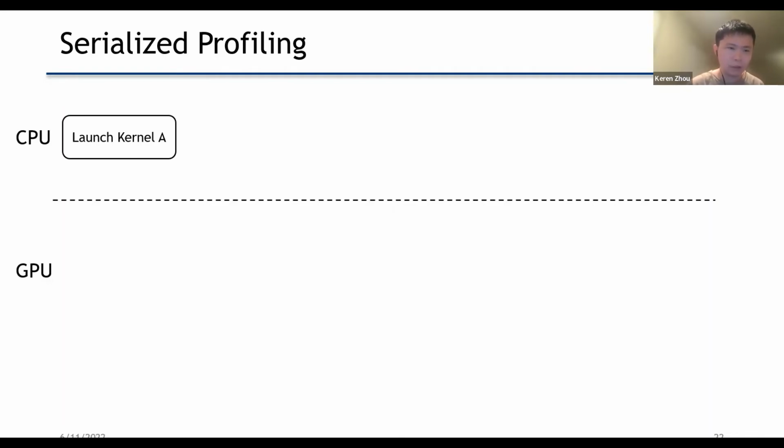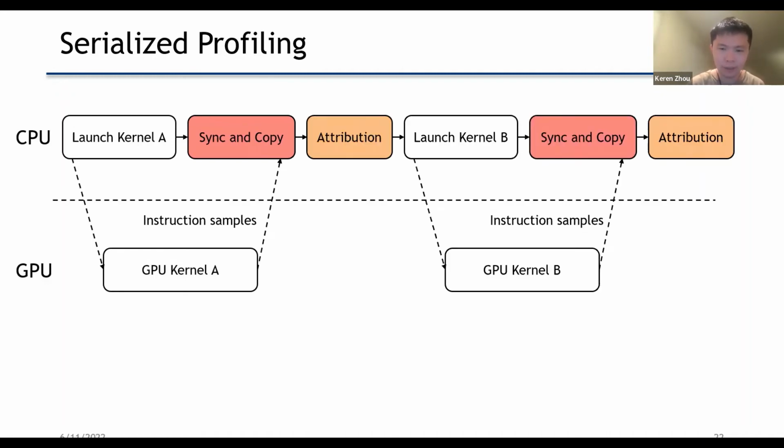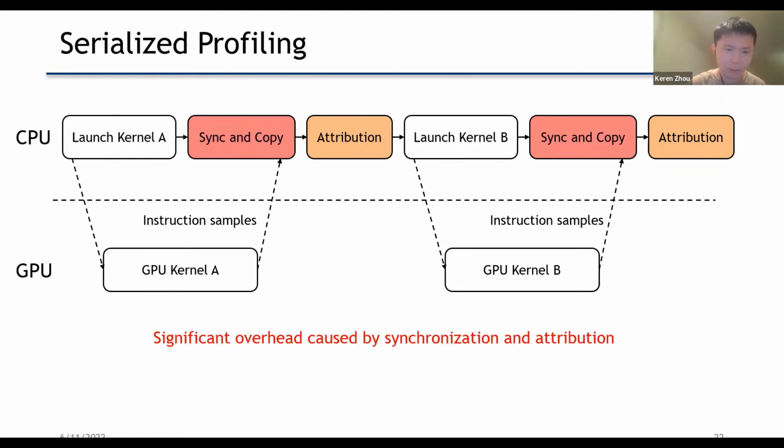For example, in the timeline, we first launch a GPU kernel A. Next, after this GPU kernel is done, we can synchronize the CPU and the GPU and copy instruction samples to the CPU for attribution. The same process is repeated for GPU kernel B. Obviously, the synchronization, copy, and attribution process can cause high overhead.